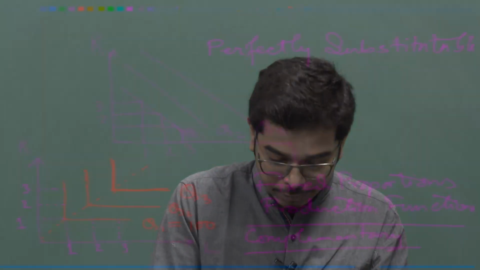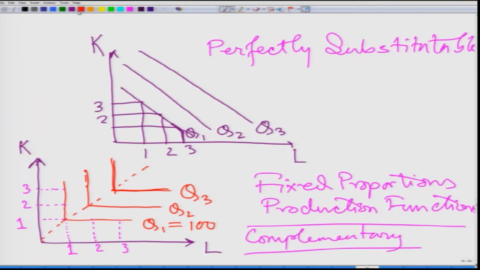So on this particular isoquant, all these combinations, 3 capital 1 labor, 2 capital 1 labor, 1 capital 1 labor, 1 capital 2 labor, 1 capital 3 labor, will all give me 100 X-ray sheets.